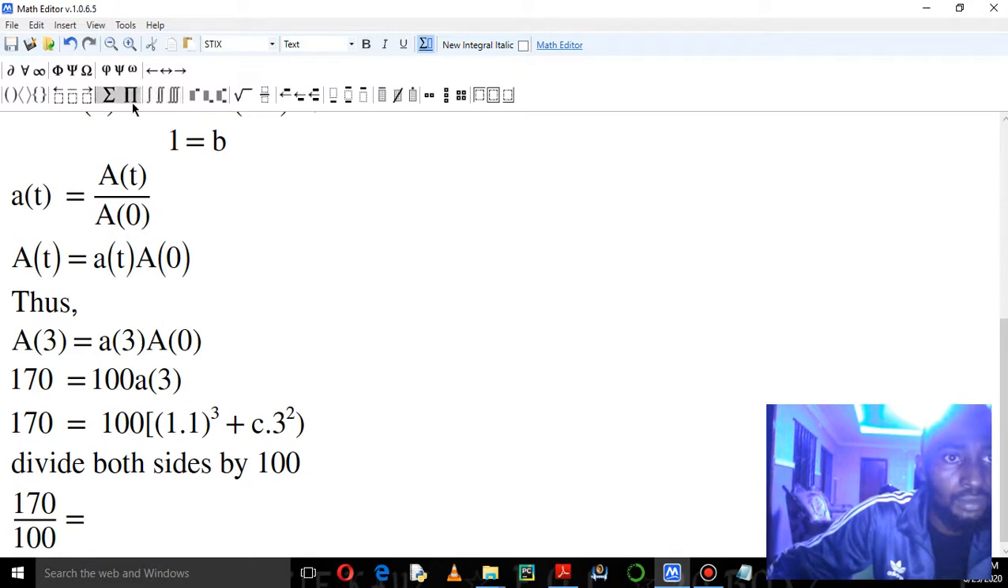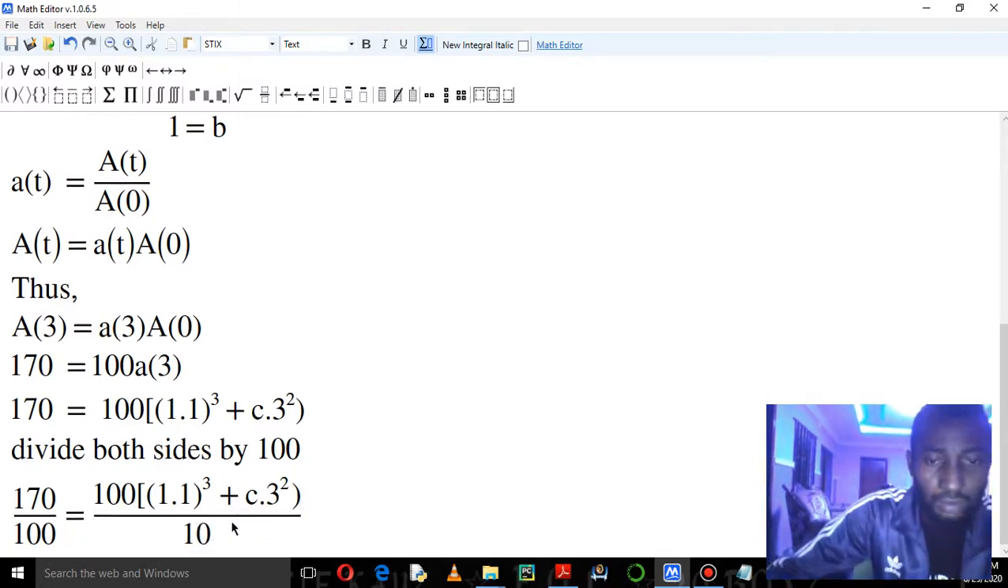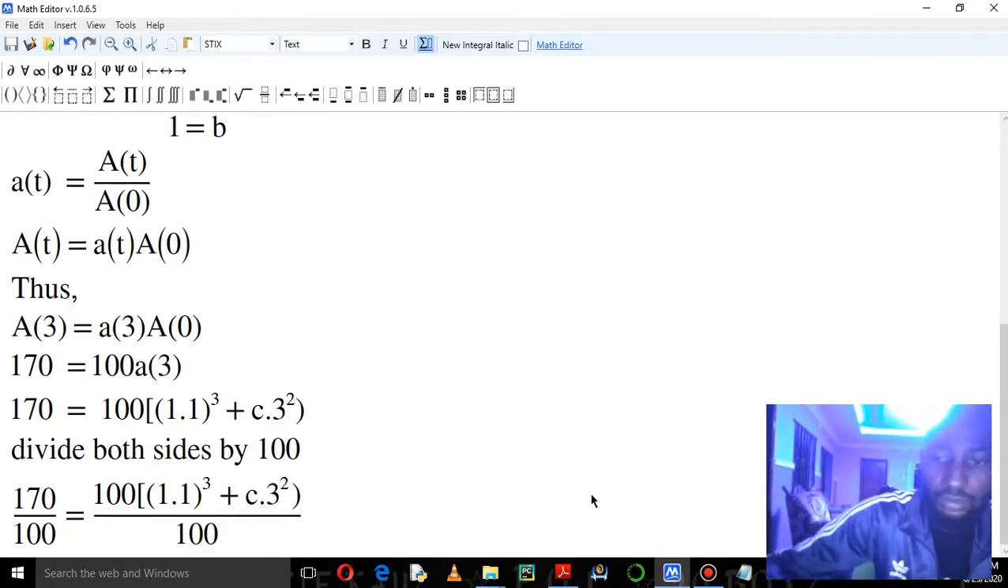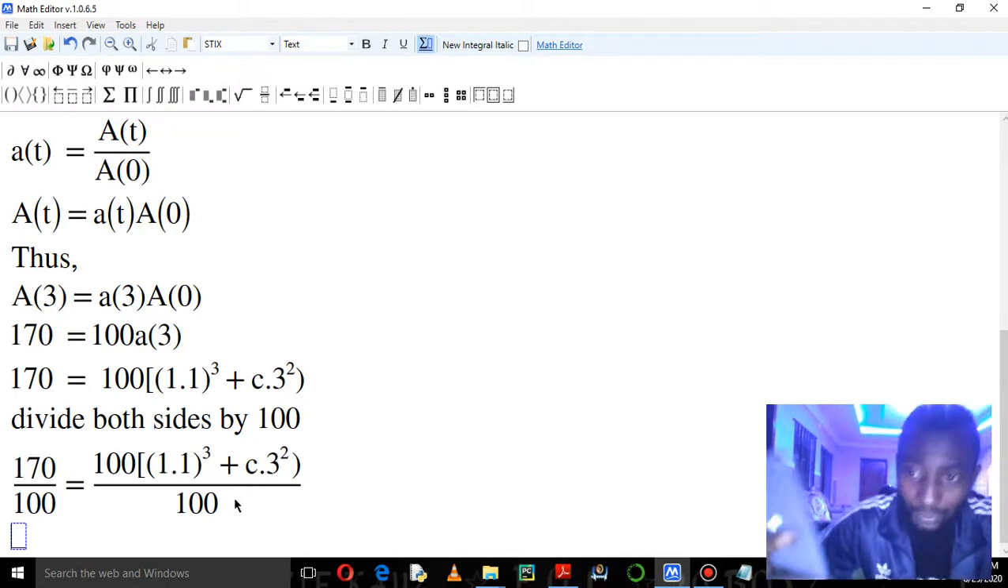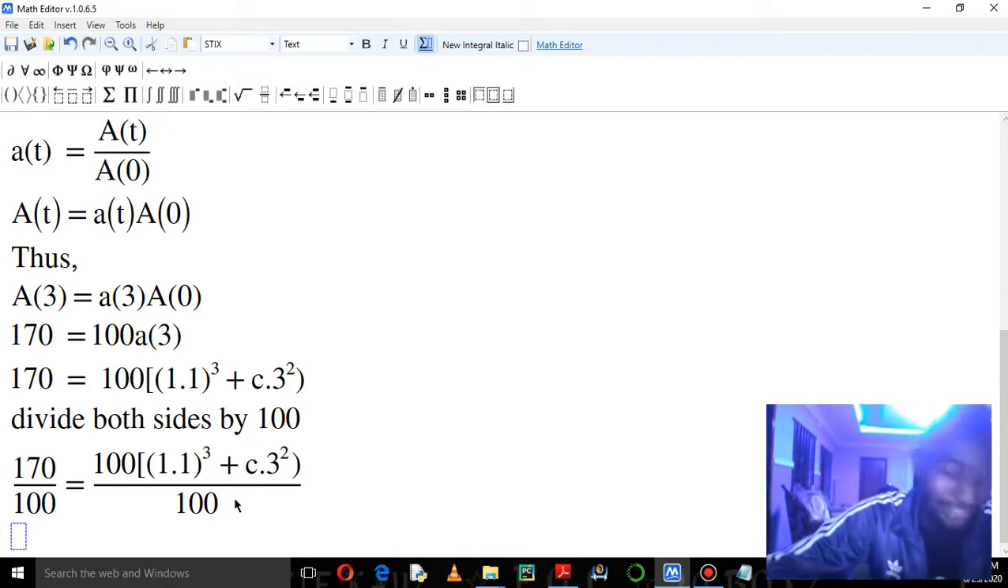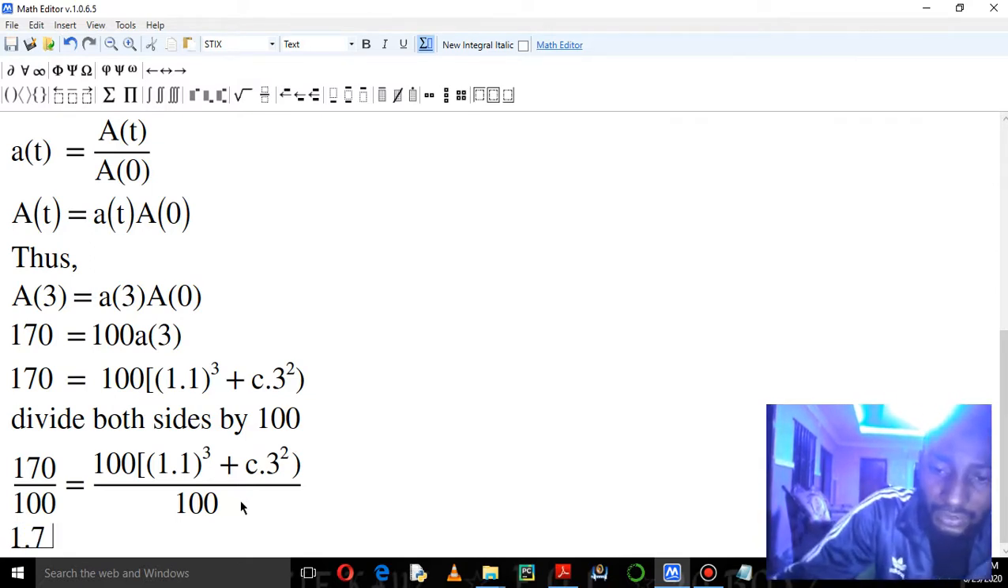Let me copy this. Control C, copy. Control V, paste. All over 100. So now 170 divided by 100 will give us, I'm using my calculator also, so you should be with your calculator. 170 divided by 100 will give us 1.7, which is equal to this 100.